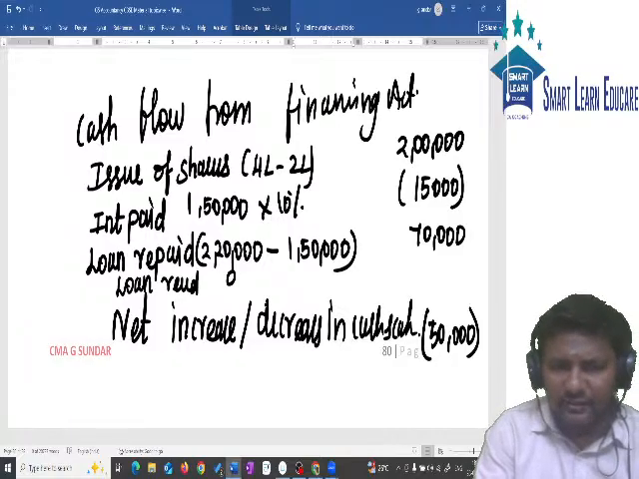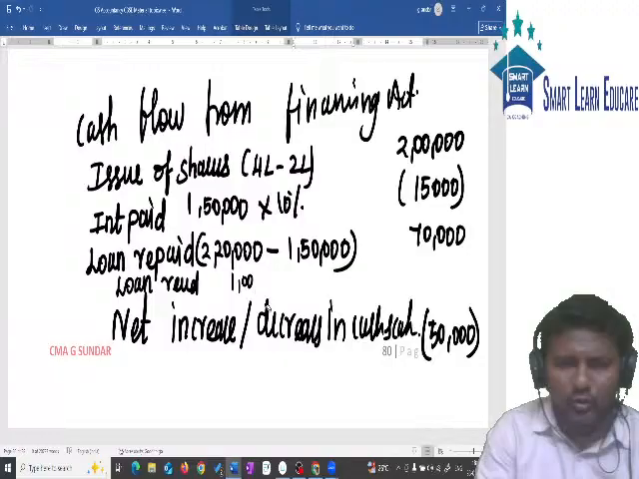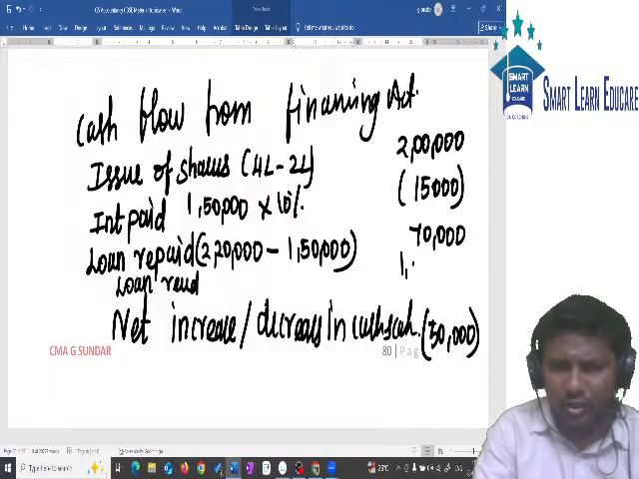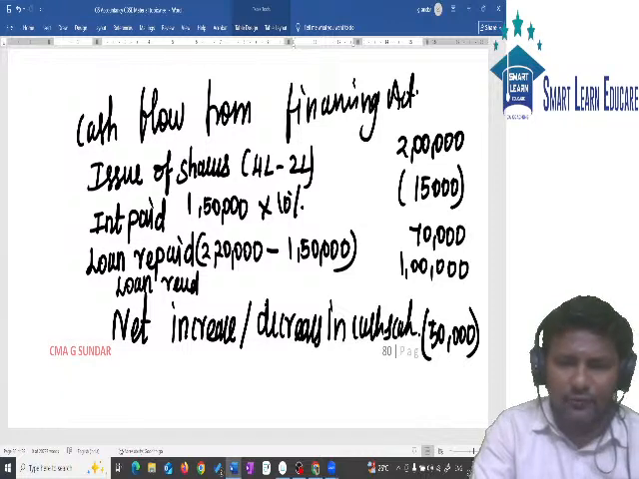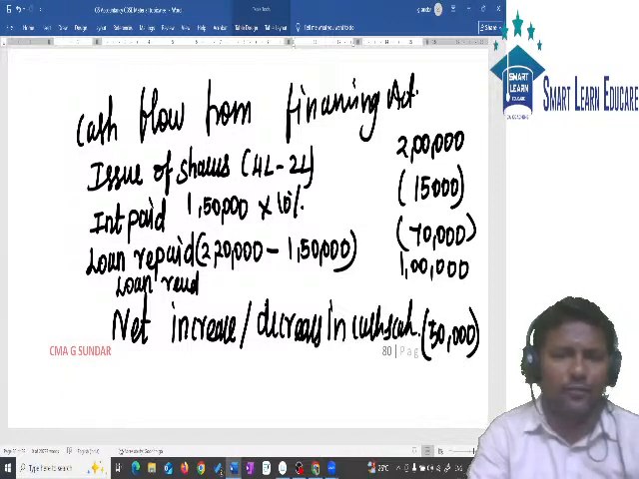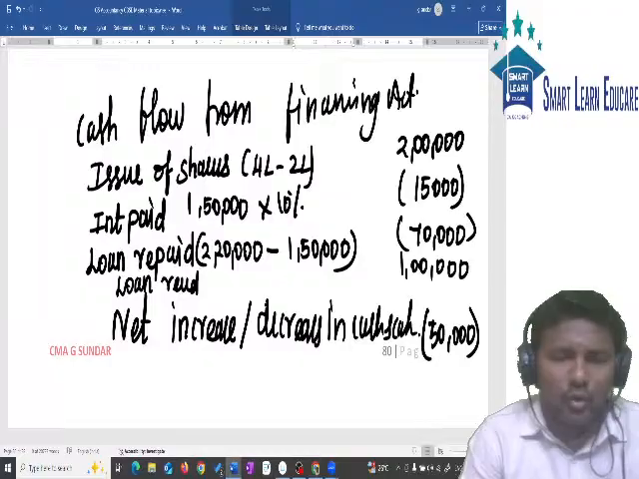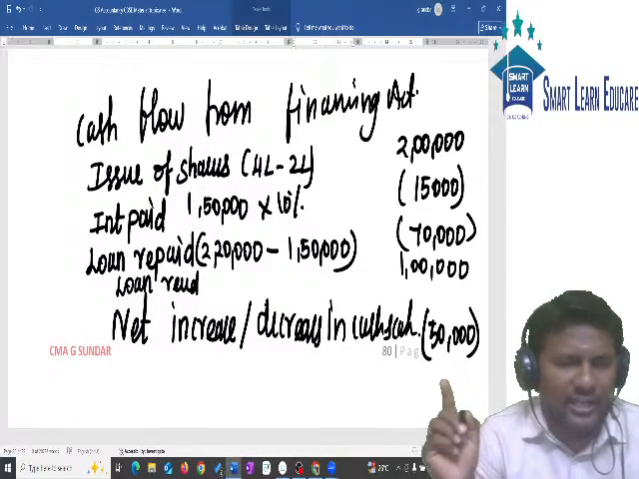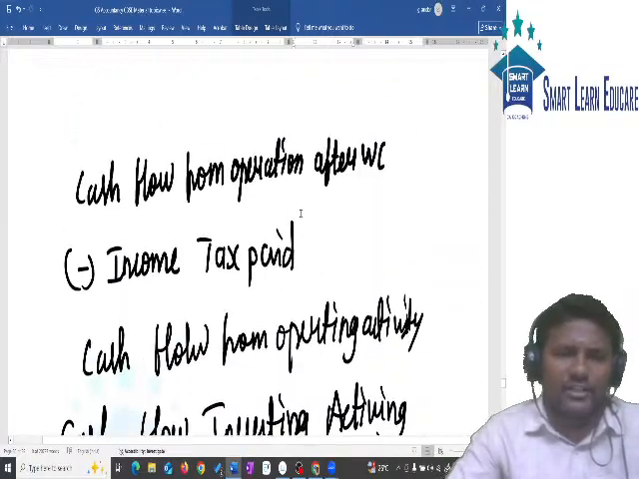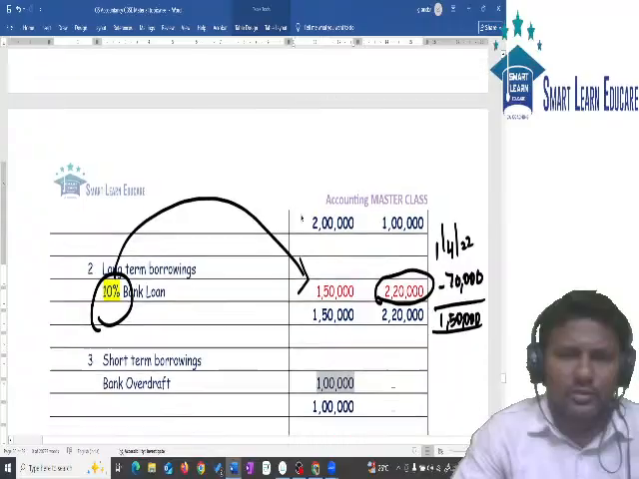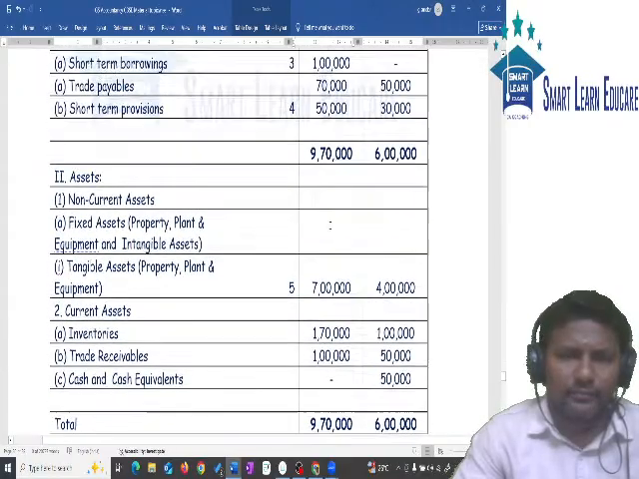Opening balance is nil, but now we have closing balance. How much is the loan we have? 1 lakh. But this 1 lakh should come here as loan received, 1 lakh. Inflow of cash. Loan received is inflow of cash. Loan paid is outflow of cash. So this is also finished, loan is over.